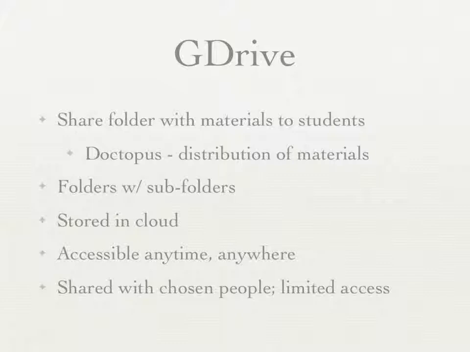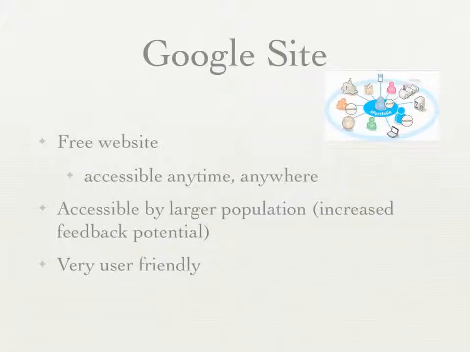So here's one idea on where to publish. Another idea is Google Sites. It's a free website. Again, it's accessible anytime, anywhere, and it's actually accessible by a larger population, so it does increase the potential for feedback. And it's really user-friendly to set up.